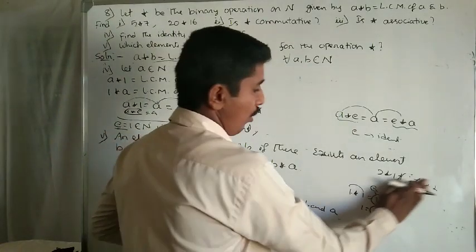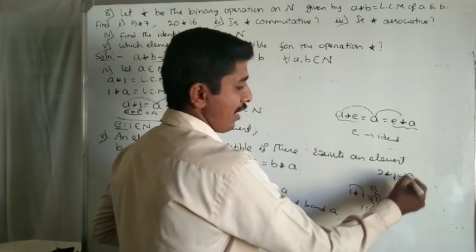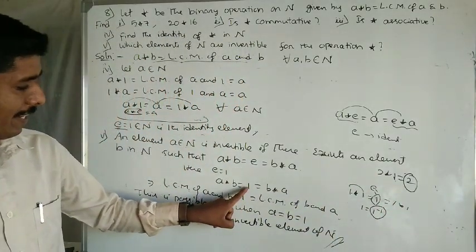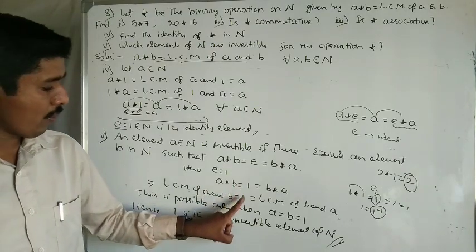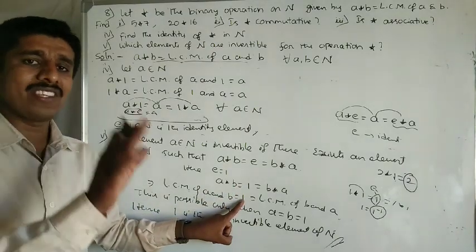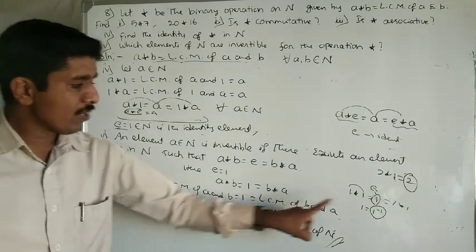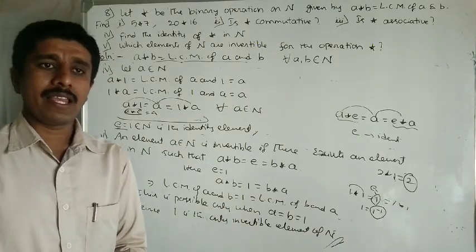Suppose A equals B equals 1 means 2 star 1, we get 2, but we do not get the identity element 1. If we get the identity element E equal to 1, it is when A equals B equals 1. If you take other natural numbers we will not get 1. Got it? Therefore the inverse of 1 exists. Therefore yes, 1 is the only invertible element.